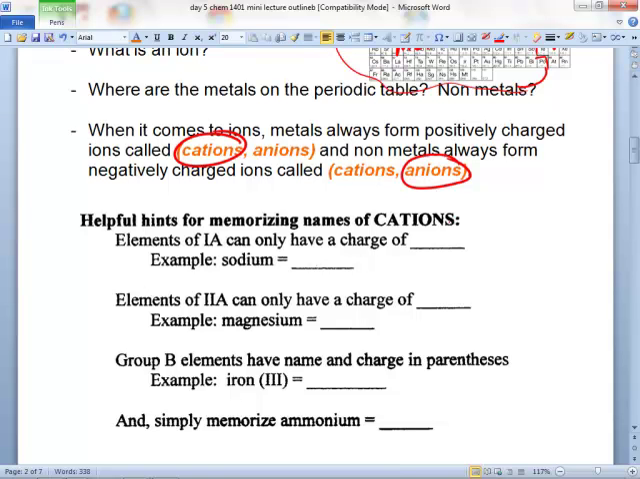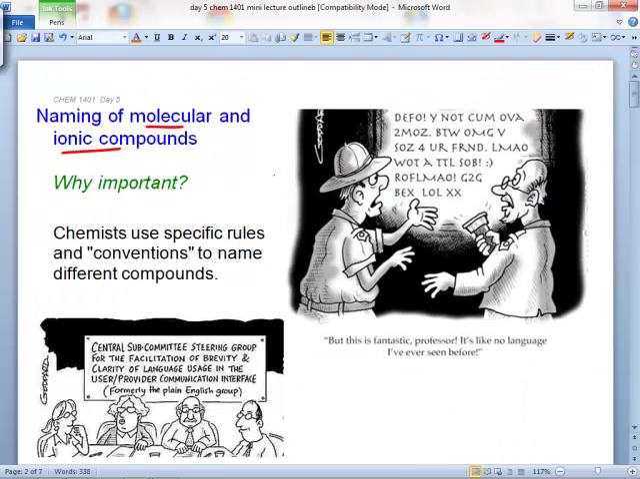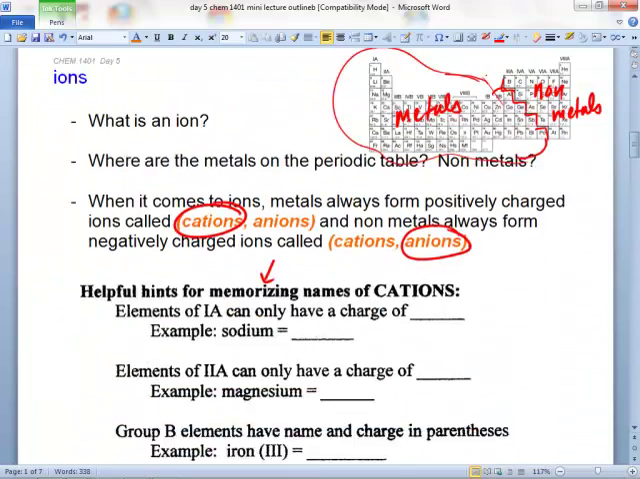So some helpful hints for memorizing names of cations. I don't like this word memorizing, but we really don't have any other choice because it's convention, right? It's like that sketch here. These guys have to memorize what the heck this stuff means. We are going to be learning Greek, if you know what's coming. If you've been exposed to this before, we are going to have to learn some Greek, but that's just how life is, I guess. Okay.